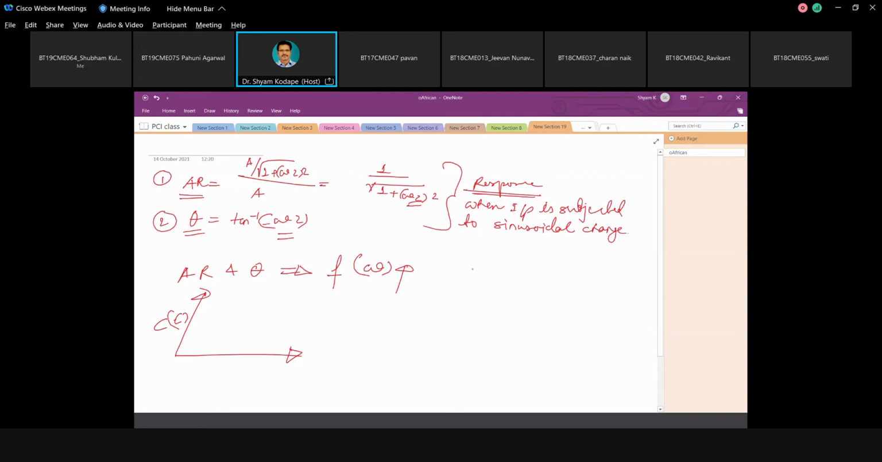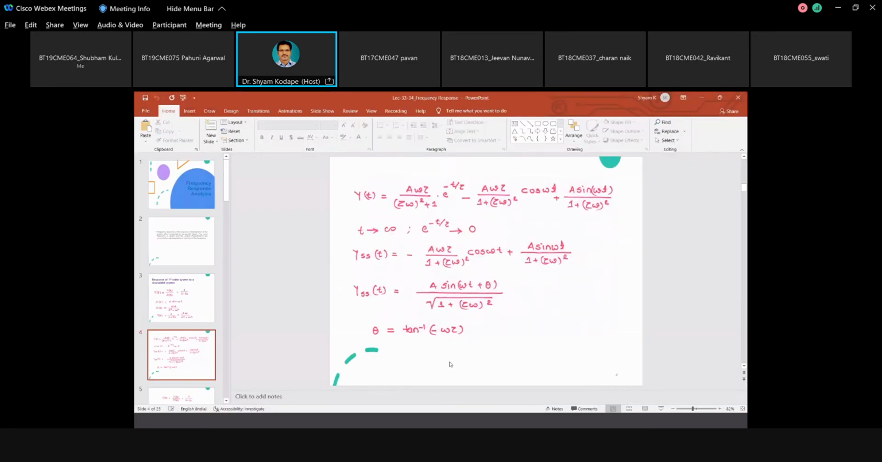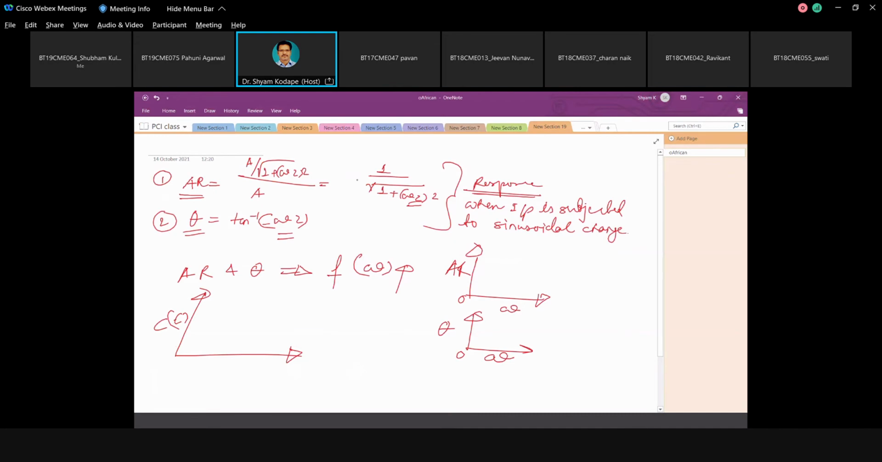So the concept is that in frequency analysis, we will check the amplitude ratio and theta with respect to omega. We will change omega from 0 to infinity, and identify how AR is changing and how theta is changing. Based on that, we can decide the stability criteria. So how? Let's see. This is the concept of amplitude ratio and theta.